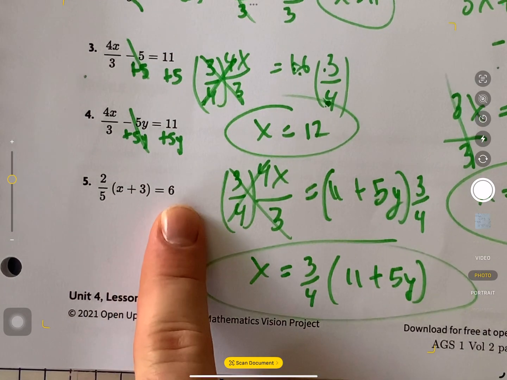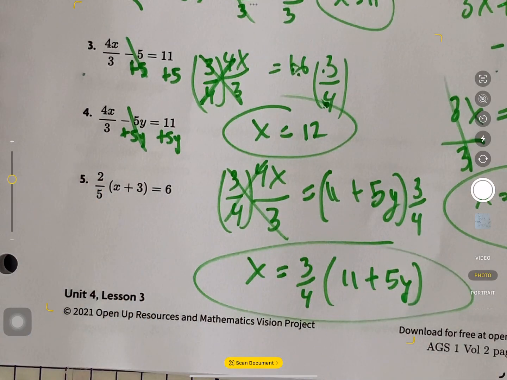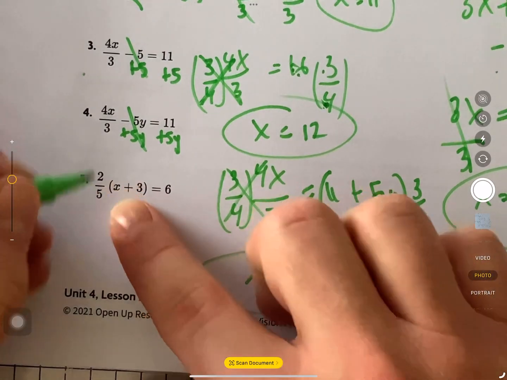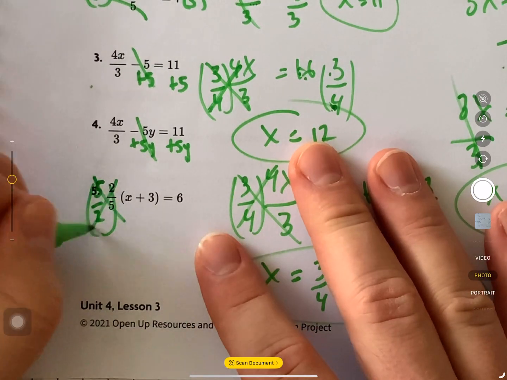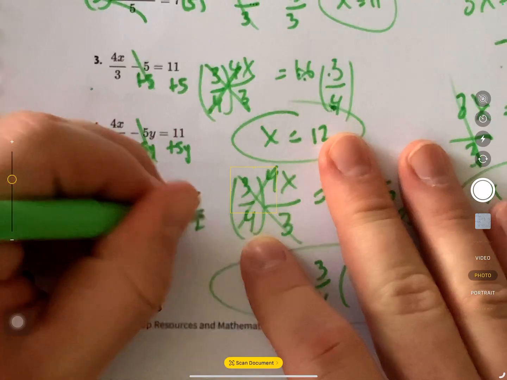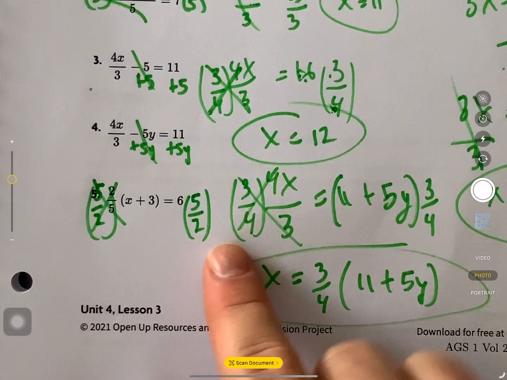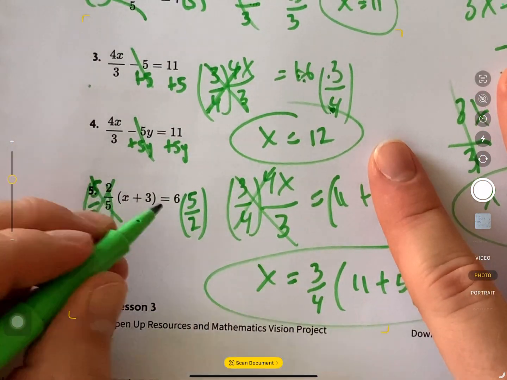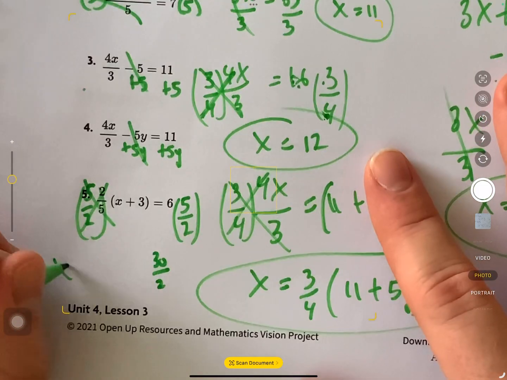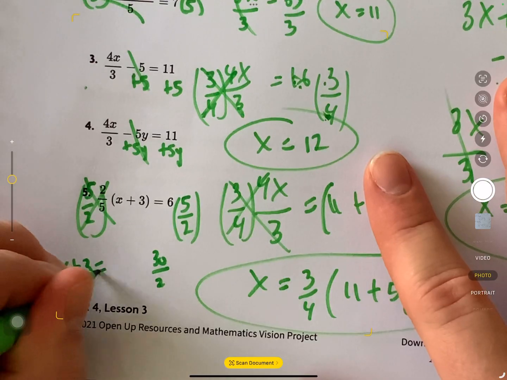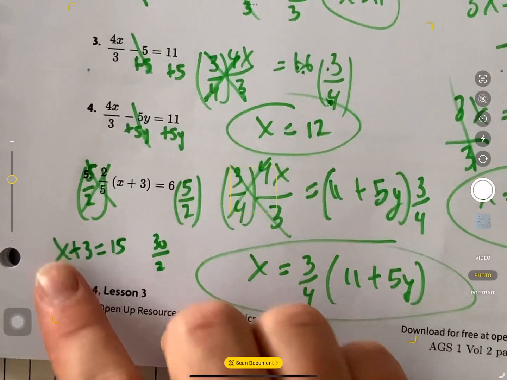This one, we have to do the reciprocal first. So what's the reciprocal of 2/5? It's 5/2 in parentheses. Cross off the 5 and 2, multiply. Whatever you do to one side, you've got to do to the other side. And 6 times 5 is 30, and 30 divided by 2 is 15. So x plus 3 equals 15, and now you're solving this.